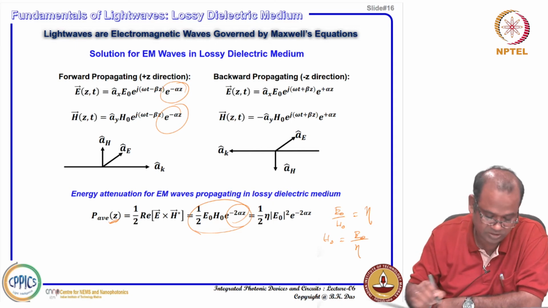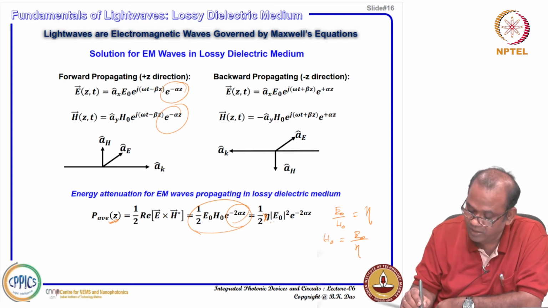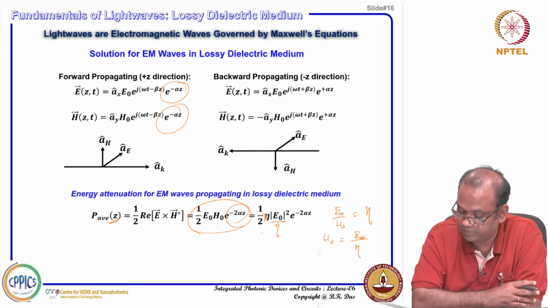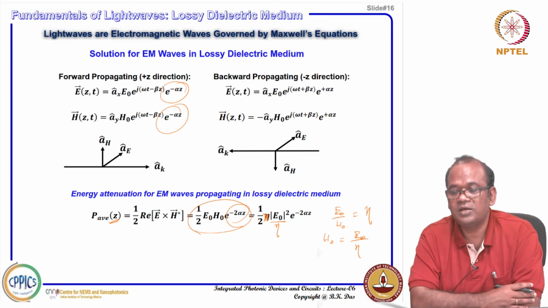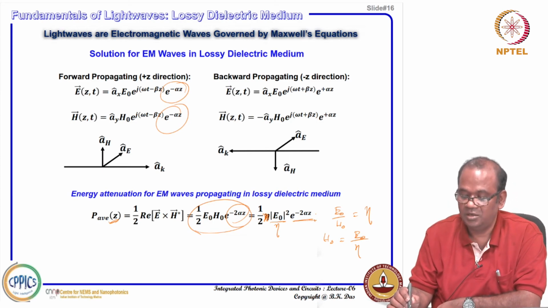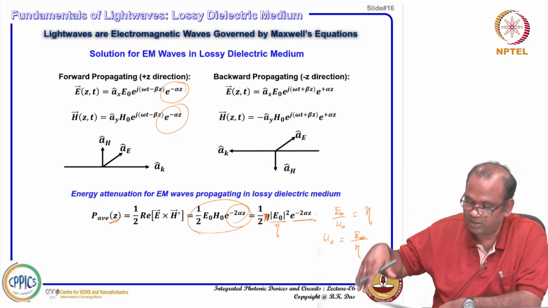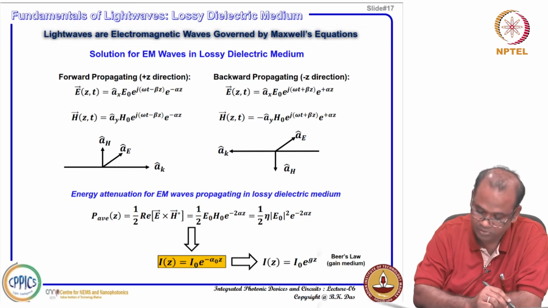So, this is actually a mistake, I would suggest that this should not be there. So, it will be half E naught square by eta, e to the power minus 2 alpha Z. So, this is a typo error, I am sorry for that. All right. So, this means that energy as it propagates sees some kind of attenuation. Electric field and magnetic field also attenuate with the alpha value because of this sigma. So, energy also you will see dropping as it propagates.